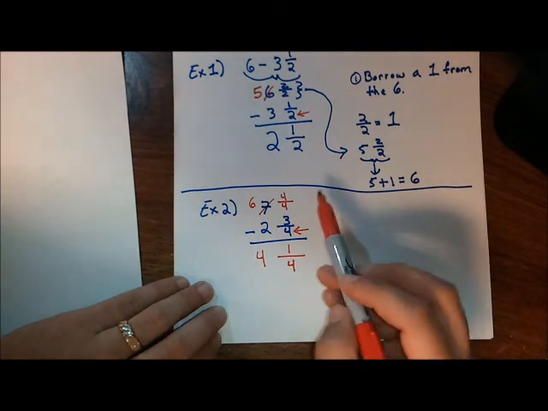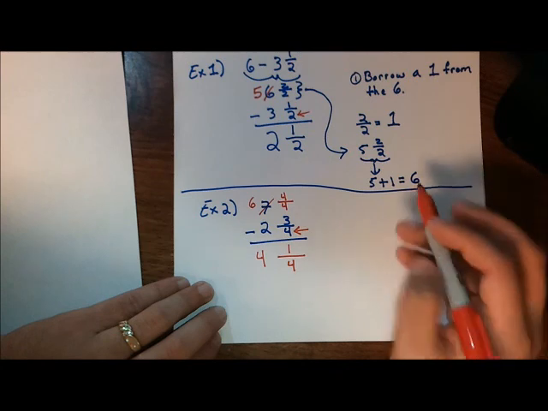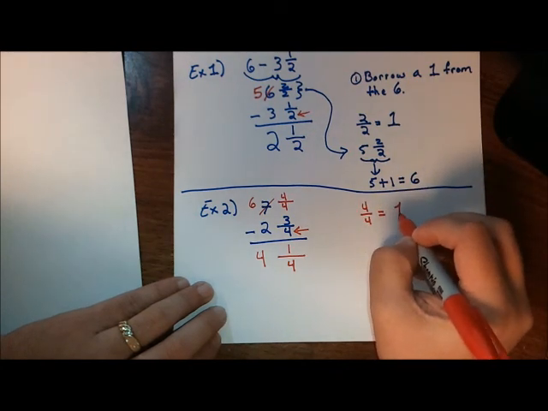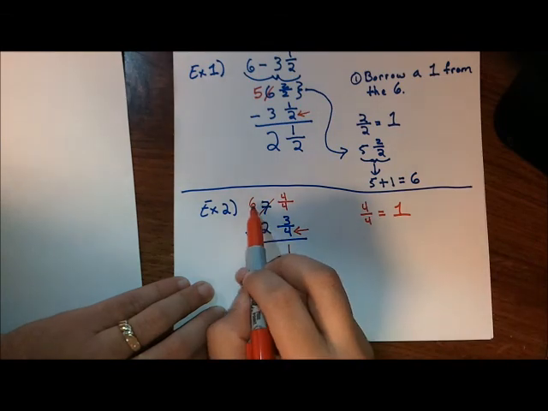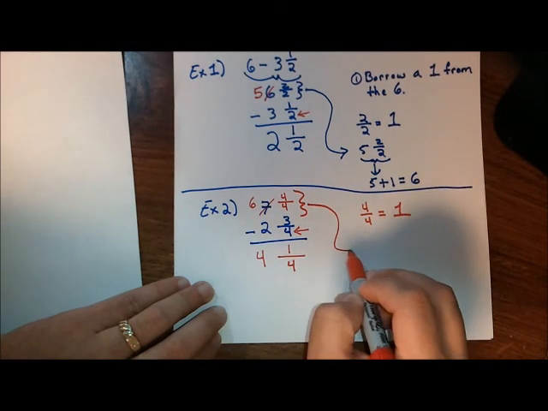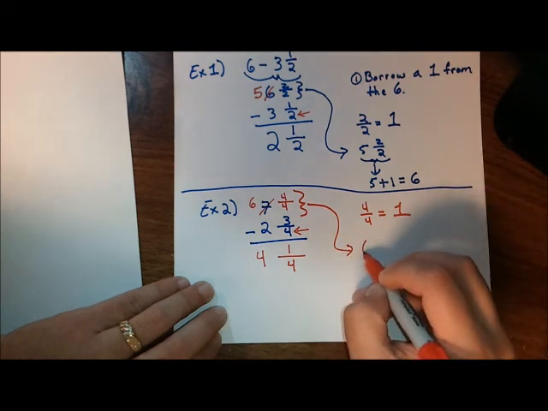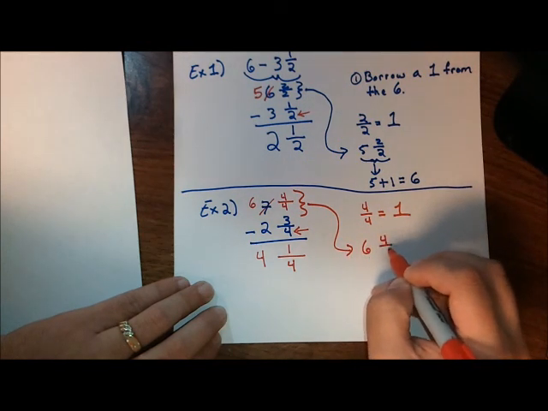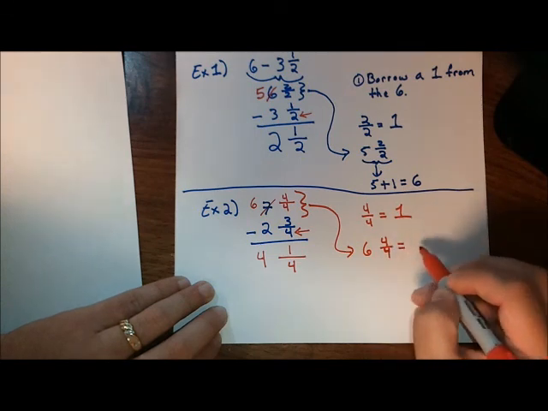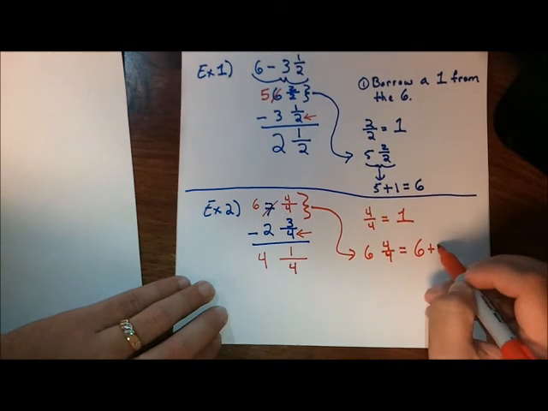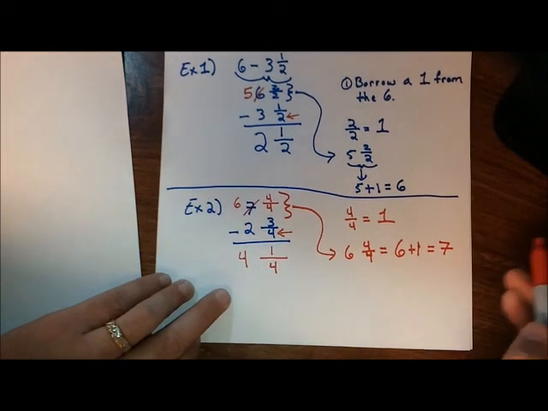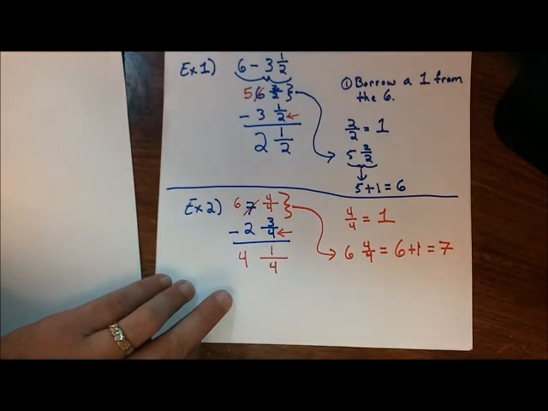So just to review real quick, 4 over 4 will give us 1. Right? So this mixed number is just like saying 6 plus 1, and that gives us 7, the original number we started off with.